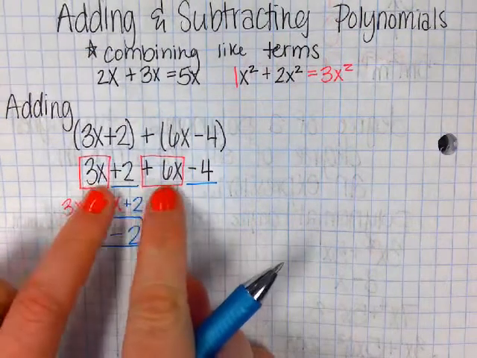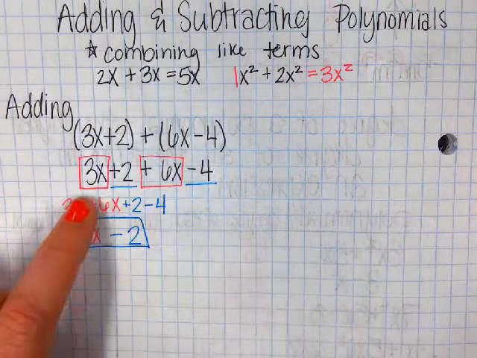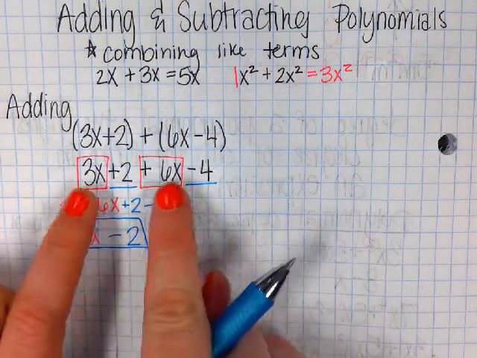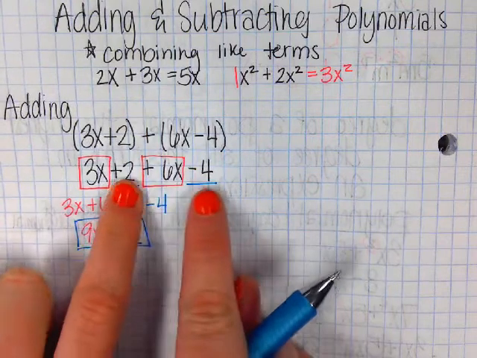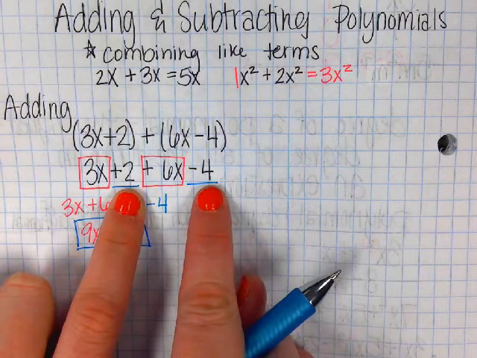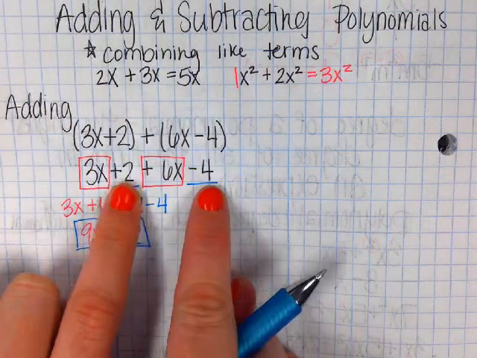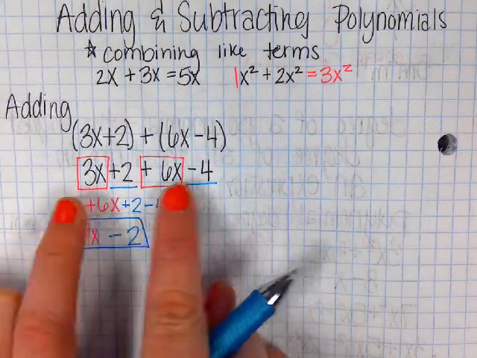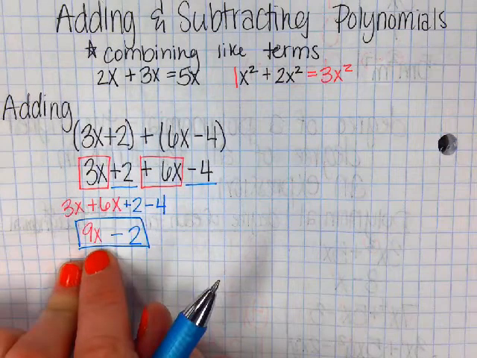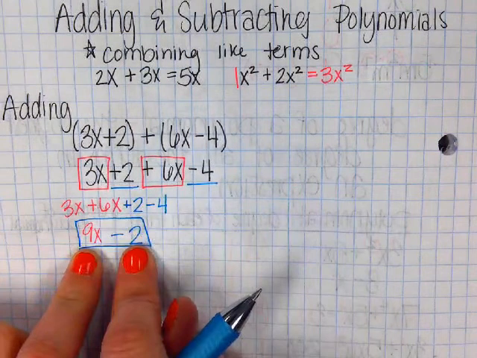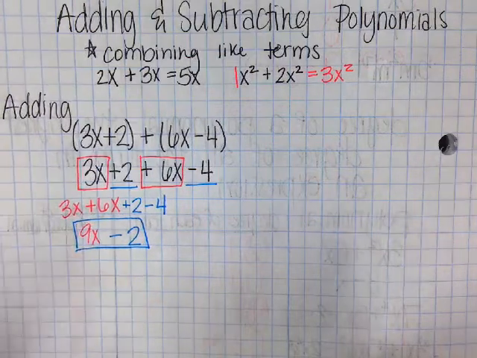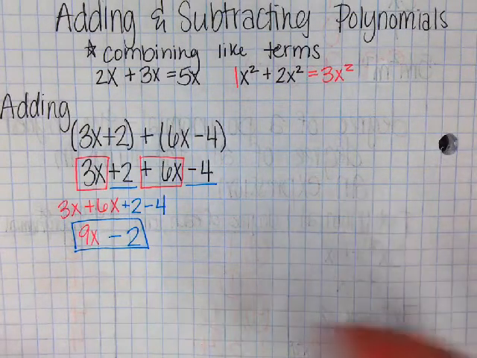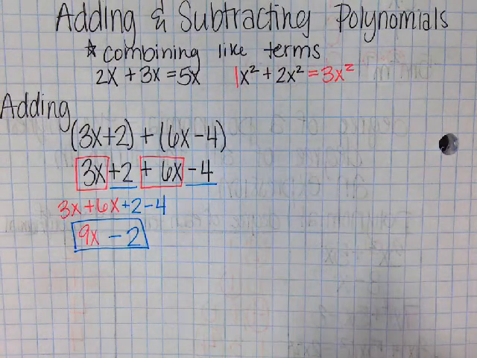The only reason I do the boxes is so that I can visually, because you guys know I'm a visual person, see that I'm going to combine the 3x and the 6x, and then I'm going to combine the 2 and the negative 4. I can only combine x's with x's and numbers with numbers. So 3x plus 6x equals 9x, and 2 minus 4 is negative 2. So 9x minus 2 is my final answer. I can't do anything from there because I can't combine a 9x and a negative 2. Is everybody okay with that?